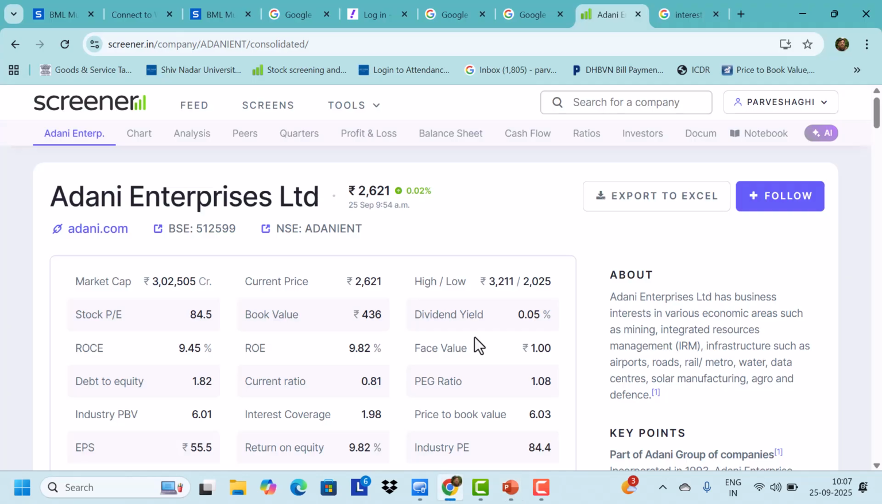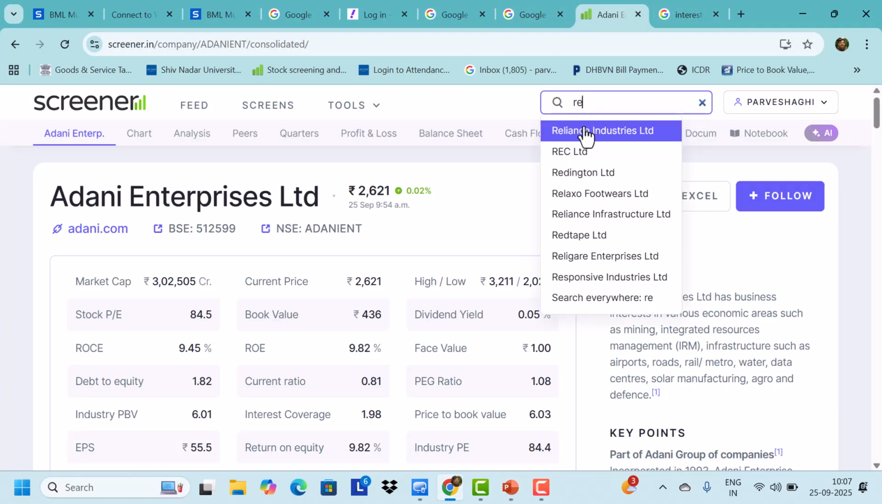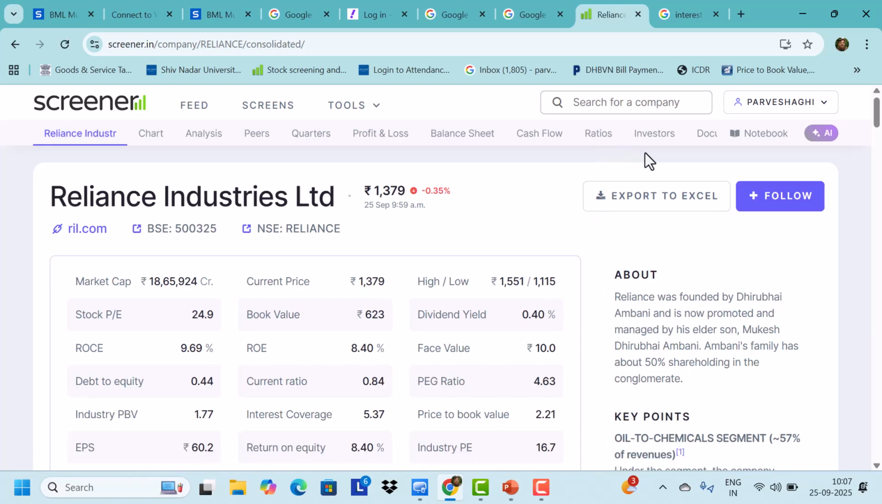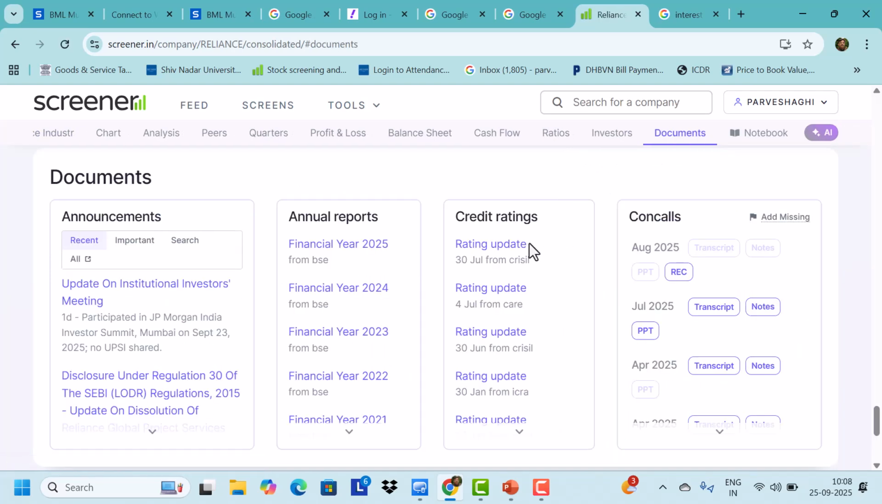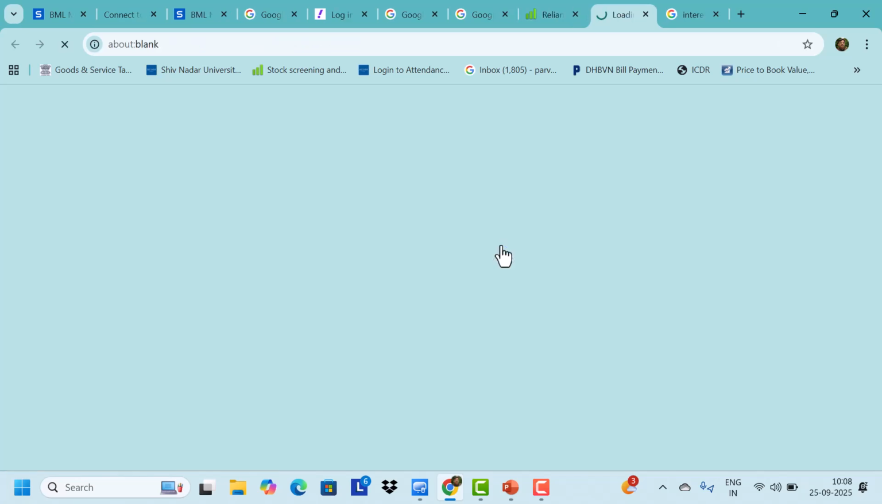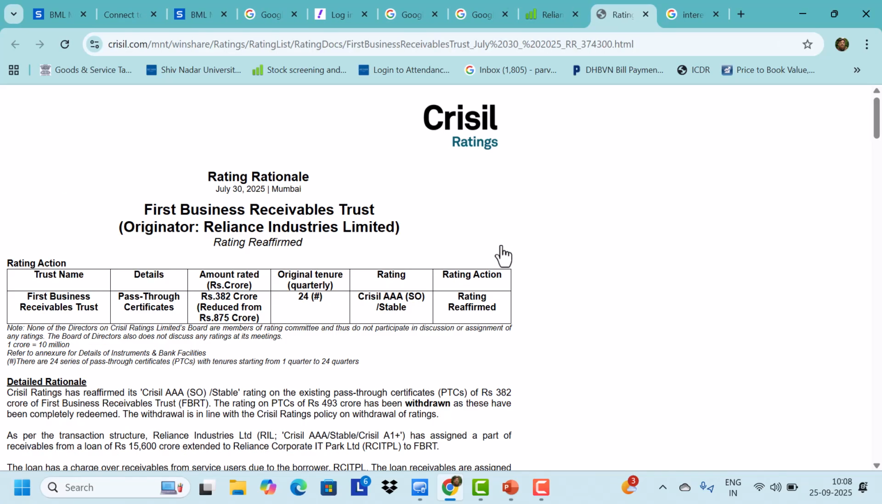So I'm just going to show you now the rating of, for example, Reliance. Let's say Reliance. What is the rating of Reliance? Here we look at documents and then go to the credit rating agencies, okay. Now the company has taken a loan, and what is the rating? AAA. Reliance has a AAA rating. Just recently they have taken a rating which is called a stable rating.